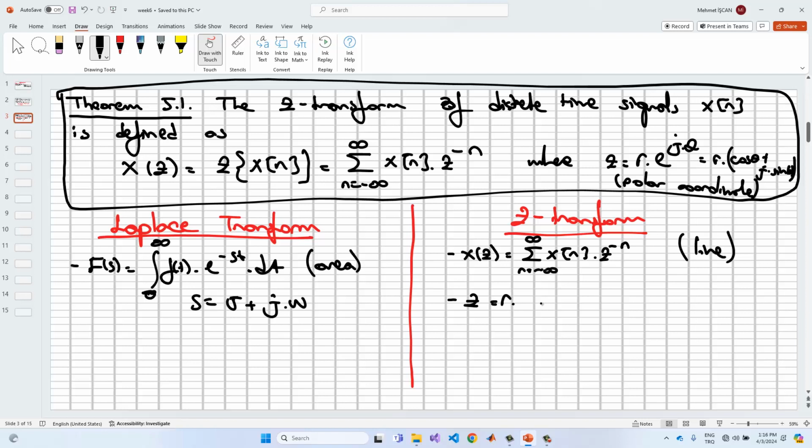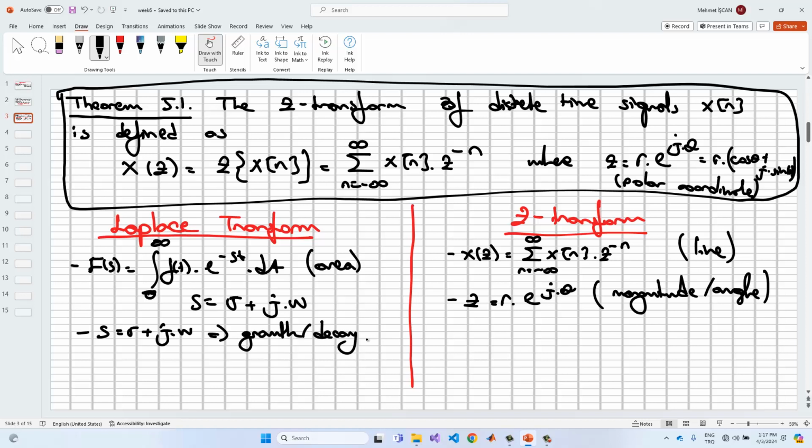z is equal to r e^(j theta). Okay, and so this creates the magnitude and the angle in the Euler identity formula or the geometrical representation. But s is sigma plus j omega, which creates the growth or decay value or oscillation parts on these studies. Okay, and so how can we treat these values?